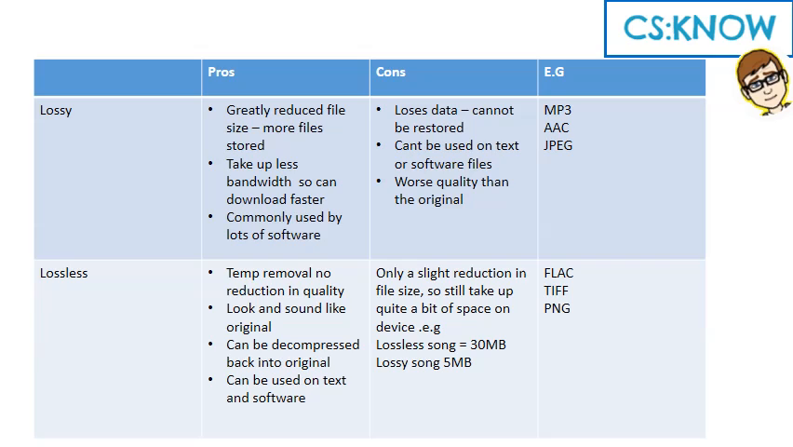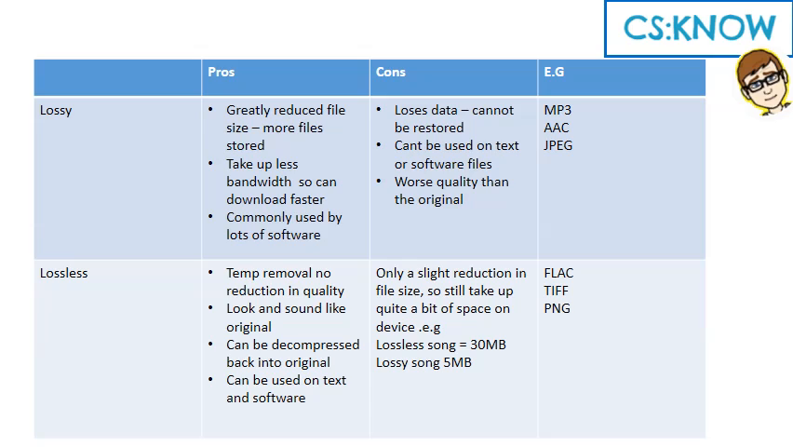The cons are the data can't be restored, it can't be used with text or software files, because if you think about it, if you're saying that when you use lossy compression bits of information get lost, well, how's the software going to run? It's like, well, I can't close it down now, or I can't do that feature because I've lost that bit of compression. That bit of software doesn't exist anymore. And the quality is usually worse than the original. So MP3s, AAC and JPEGs are all examples of that.